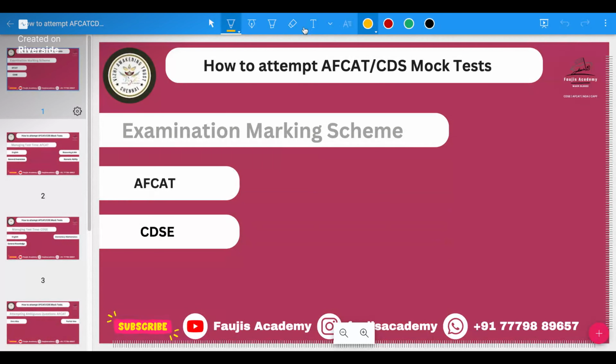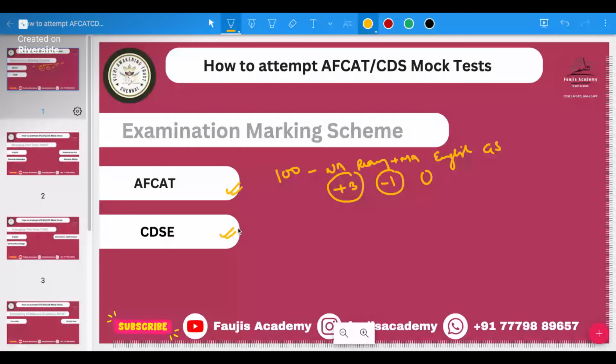So, in order to decipher how exactly we should attempt the CDS and AFCAT mock test, let us first understand the marking scheme of these two examinations. The first is AFCAT, in the picture, right, ladies and gentlemen? In AFCAT, we all know there will be 100 questions overall, and the four sections will be numeric ability, reasoning plus military aptitude, English, and general awareness. The marking scheme is plus 3 minus 1. For every correct question you get plus 3 marks, for every wrong question you get minus 1 mark, and the unattempted questions will fetch you 0 marks.